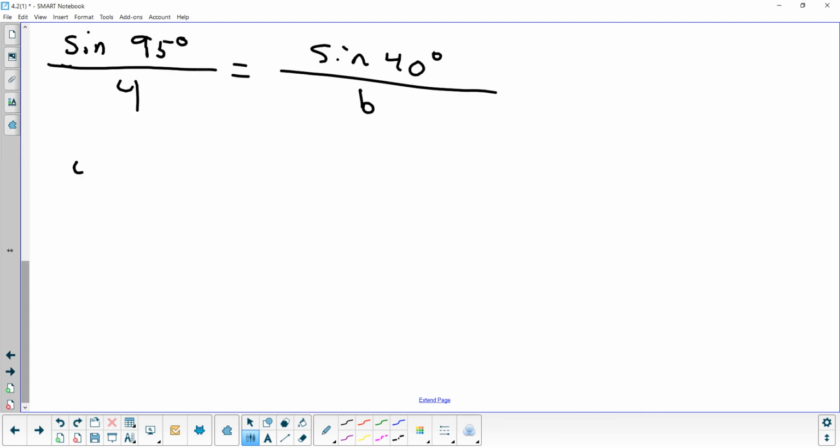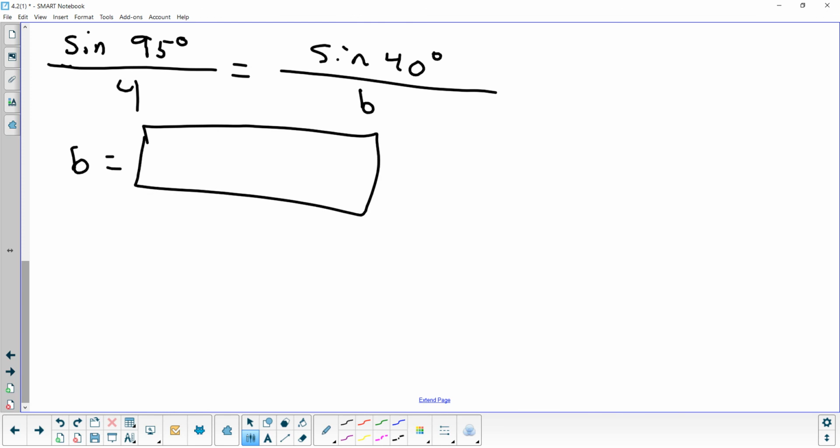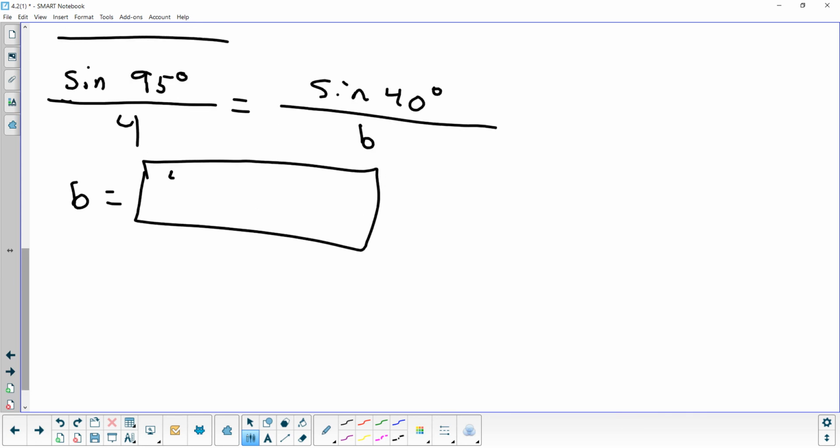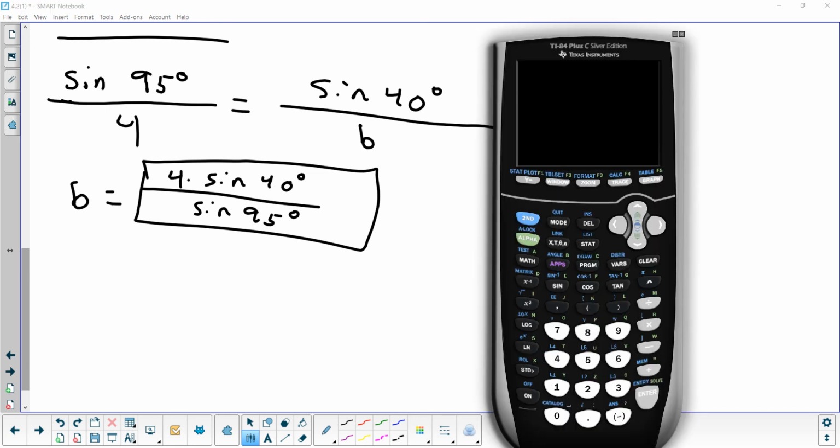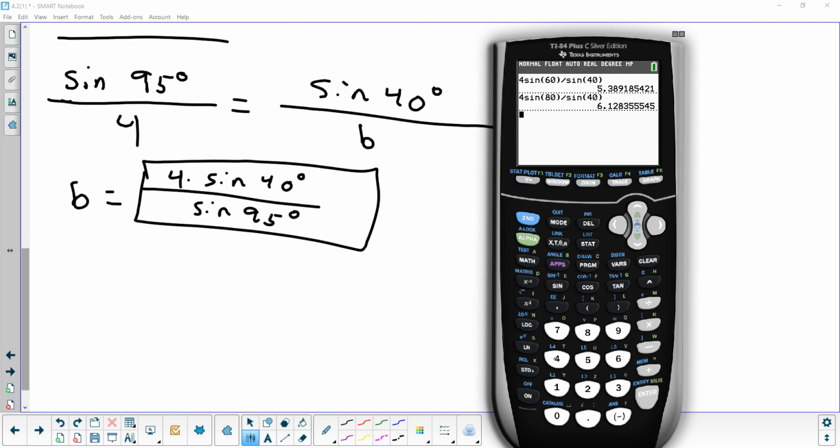All right. Now, anyone think they can tell me what you get for B? You know, not decimal, just this times this divided by that. Yep. 4 times sine 40 over sine 95. Perfect. And now we'll type that in and see what we get. 4 sine 40 divided by sine 95. Again, you'll notice what you type in looks very similar every time. Just changing numbers. 4 sine 40 divided by sine 95.